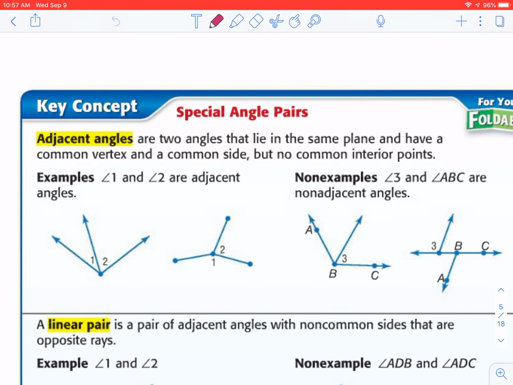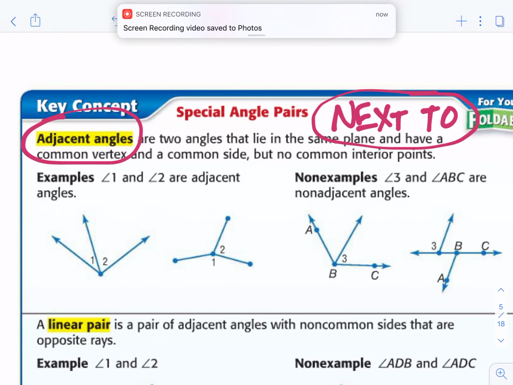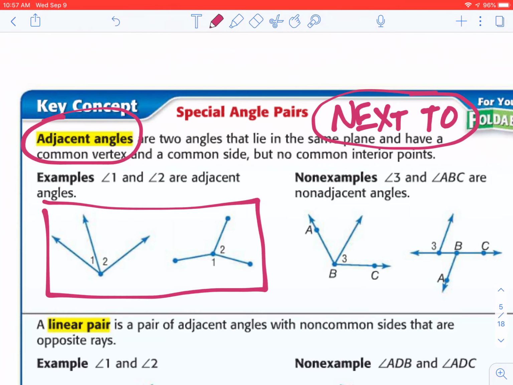Adjacent angles. The word adjacent means next to. So if I said, my next door neighbor's house is adjacent to me, right? It just means it's next to my house. So it's two angles that are adjacent. Here are two good examples of adjacent angles. Those angles are right next to each other. Okay?